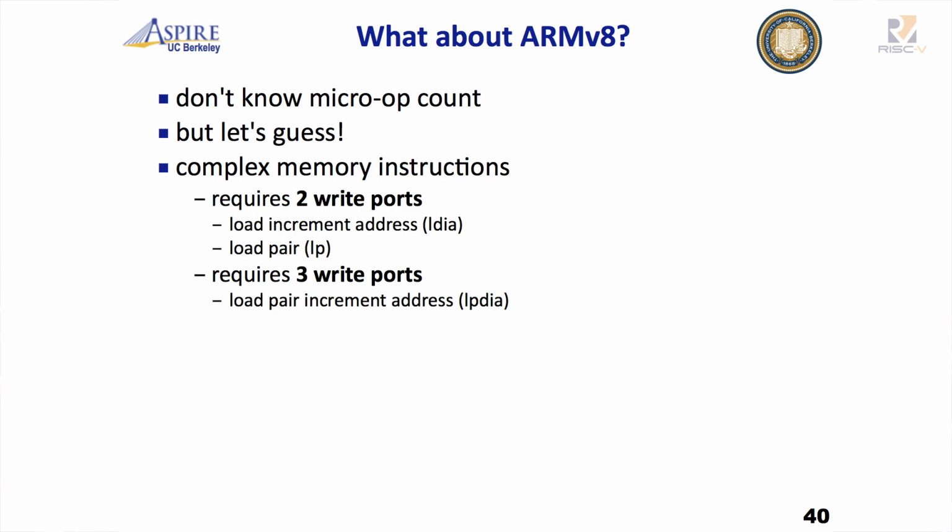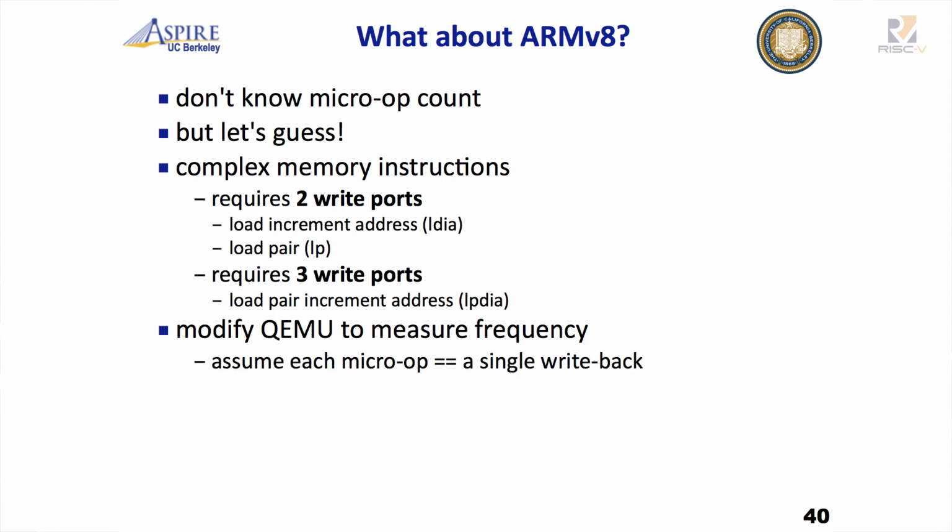And I wanted to zero in on some of the complex memory instructions that are in ARMv8. So they have the load pair and a load increment address. That requires 2 write ports to your processor. And they also have a load pair increment address that requires 3 write ports. And it's common for high-performance pipelines to decide, let's actually break this up into micro-ops, and each micro-op can write at most one register. And so if we do that, we modify QEMU to count how often this happens, and we assume 1 write back at most for 1 micro-op. This will add 4% to the effective instruction count of ARMv8.